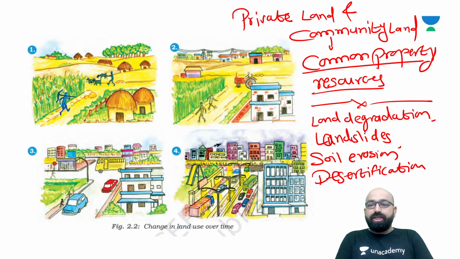Afforestation, land reclamation, regulated use of chemical pesticides and fertilizers, and checks on overgrazing are some of the common methods used to conserve land resources.